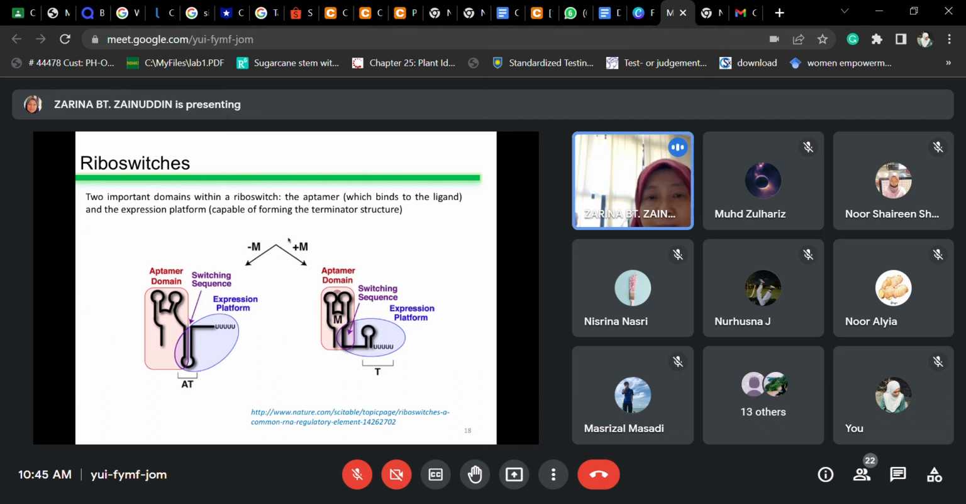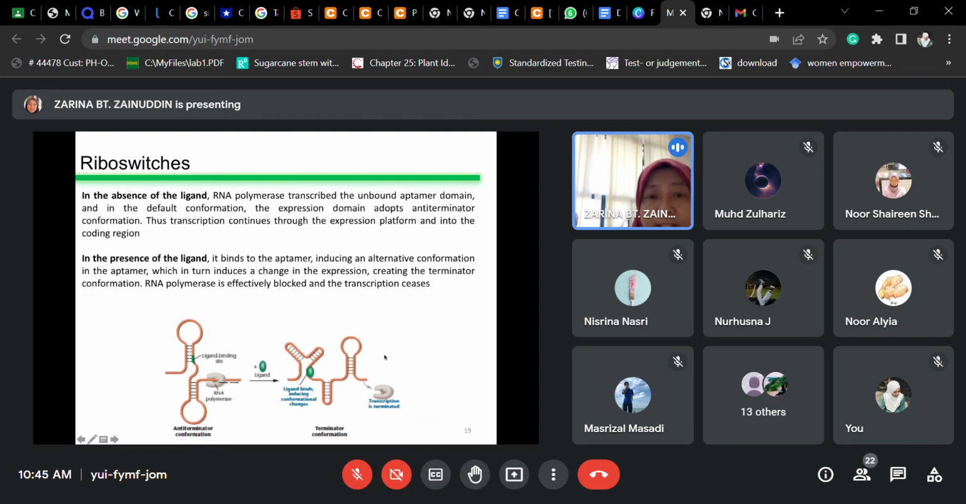So you see, if there is no ligand bound to the aptamer, this is the structure of the riboswitch. But when the metabolite or the ligand binds to the aptamer, you see this M, it will change the structure of the expression platform. This diagram will show it better. So you have the aptamer domain and also the expression platform.